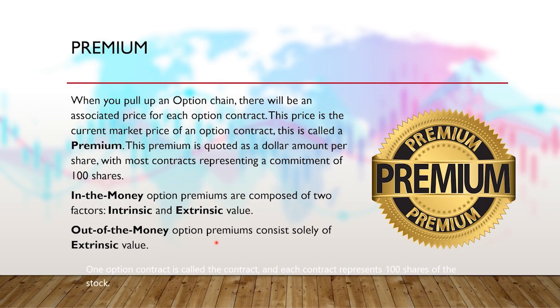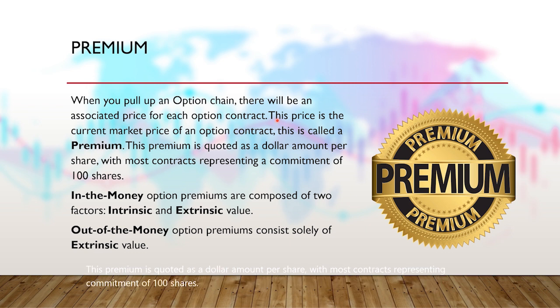So, premium. What is a premium? What does it actually mean? When you pull up an option chain, there will be an associated price for each option contract. This price is the current market value of the option contract, which is called a premium. This premium is quoted as a dollar amount per share, with most contracts representing a commitment of 100 shares.